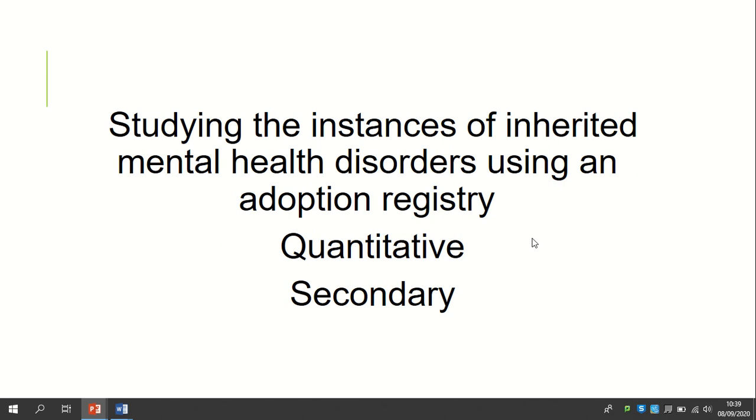Then we've got studying the instances of inherited mental health disorders using an adoption registry. Again, quantitative because it's the instances, number of times, how often, all of that relates to numbers. All of that relates to quantitative data. And then we've got mental health disorders using an adoption registry. So now again, you haven't collected that yourself because you've got it from a registry, and therefore it'd be considered secondary data.